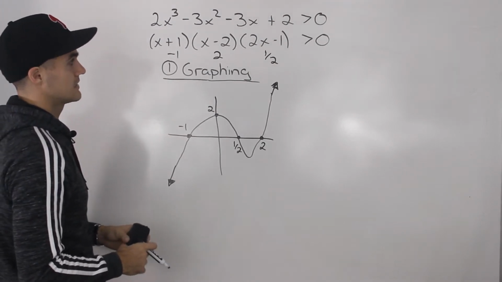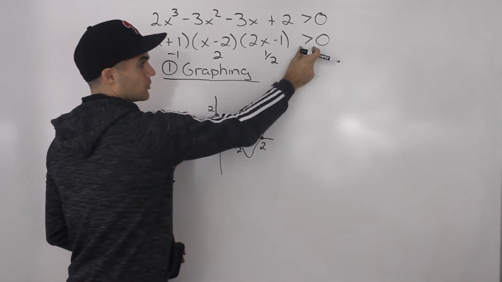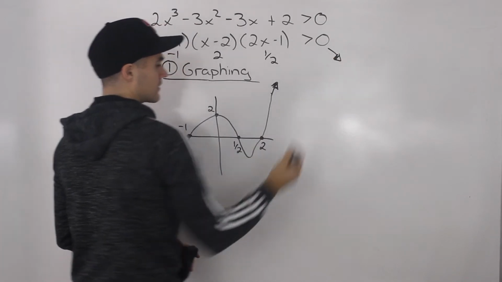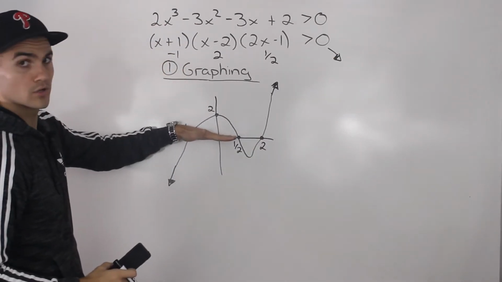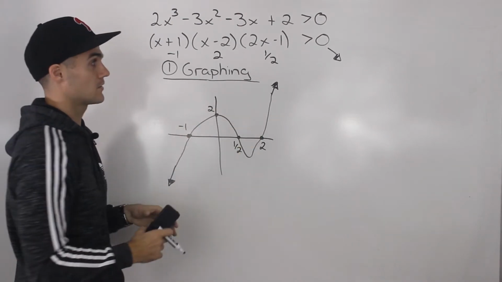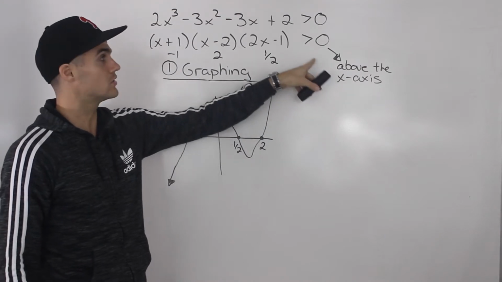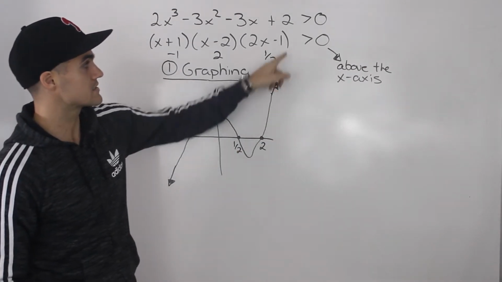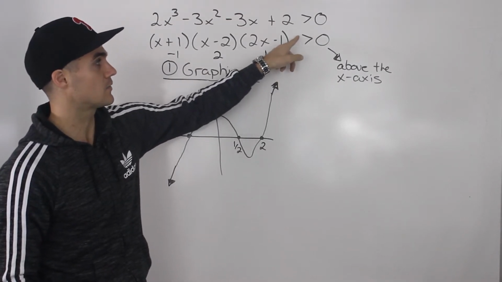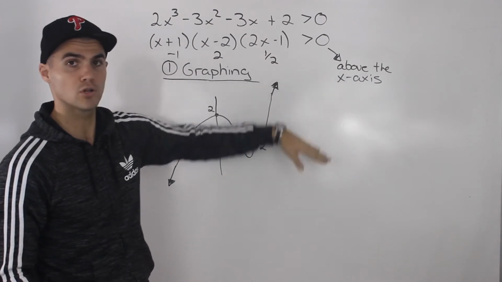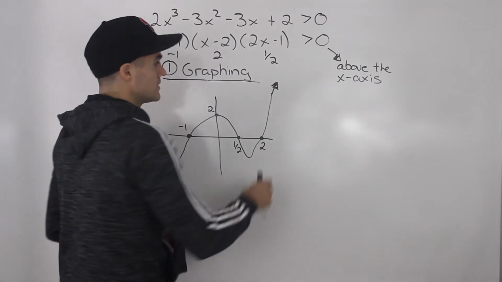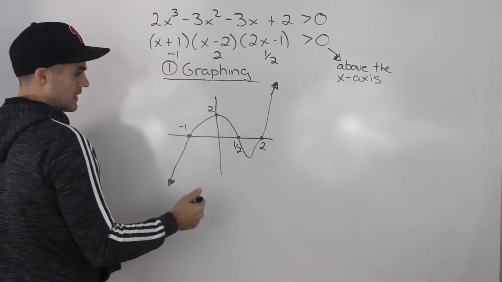And now what they're asking us is, when is this polynomial greater than 0? And what this means is, when is this polynomial above the x-axis? When are the y values going to be greater than 0? So you may want to write that out. That's another way to look at polynomial inequalities. They're asking for when is it greater than 0, when is it above the x-axis. If they're asking when is it less than 0, they'll be asking when is it below the x-axis, when are the y values negative. So when is this polynomial above the x-axis?